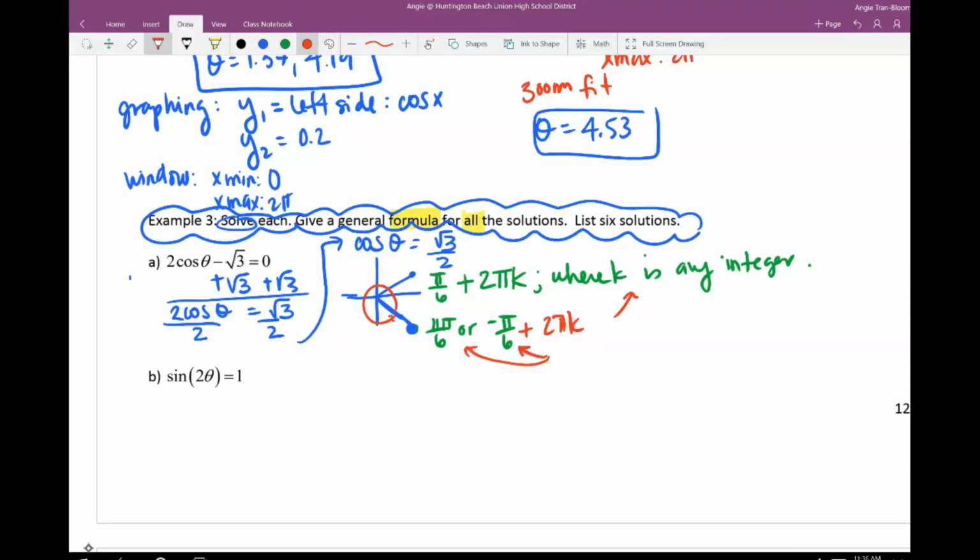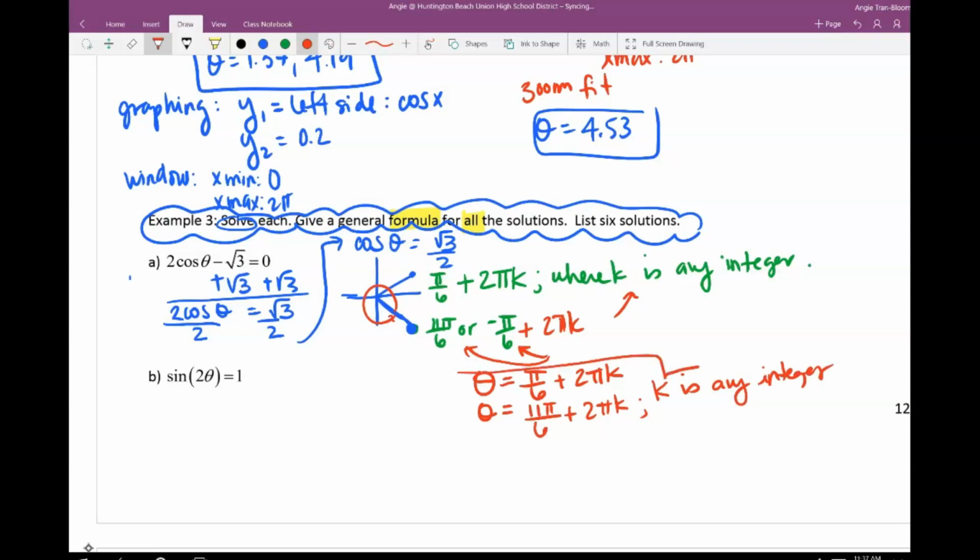So how do we write this? Theta is pi over 6 plus 2 pi k, and yes, you will need 2 different equations. And theta equals, I'm going to use just positive angles here, 11 pi over 6 plus 2 pi k. Okay, and then I can just spell the k one time because they're both the same set of integers, okay? K is any integer. So these are my equations.